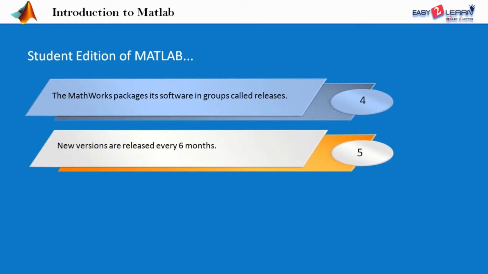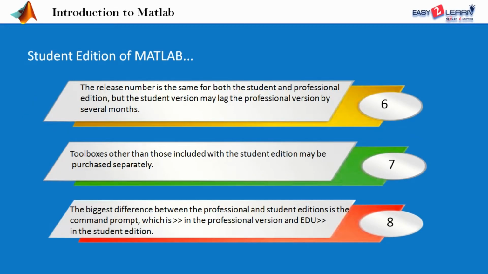The MathWorks packages its software in groups called releases. New versions are released every 6 months. The release number is the same for both the student as well as professional edition, but the student version may lag the professional version by several months. Toolboxes other than those included with the student edition may be purchased separately. The biggest difference between the professional and student editions is the command prompt.